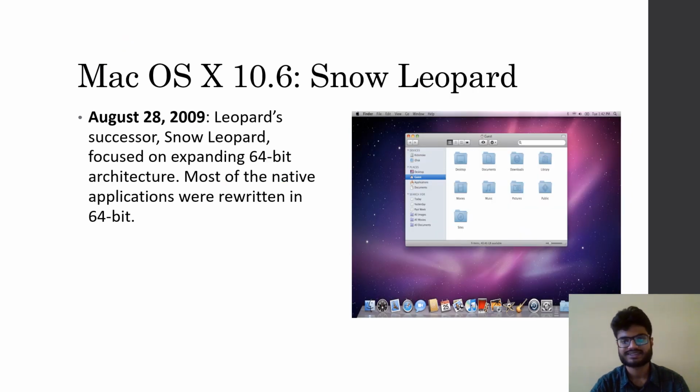Mac OS X 10.6 was named Snow Leopard. It came on 28th August 2009 and it was the successor of Leopard. In this system, the major update was that they started to change the entire architecture. Applications which were written for 32-bit, they started to write for 64-bit architectures.